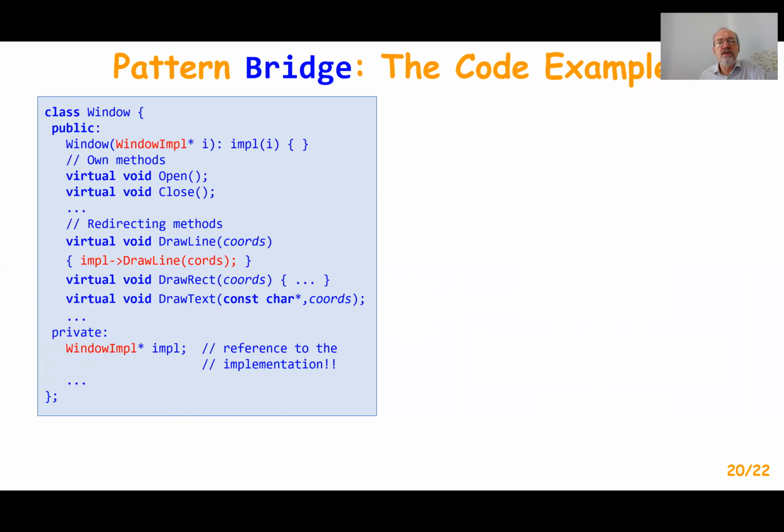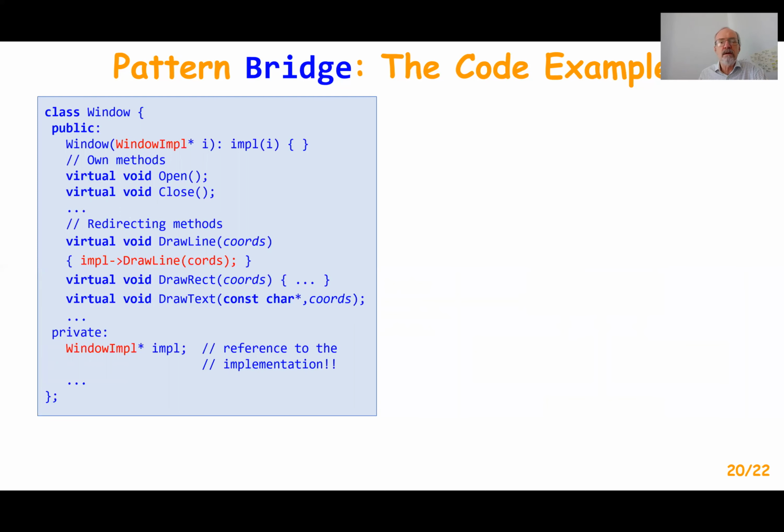that should be redirected to the implementation. Those are methods that depend on implementation. Methods like draw line, draw rectangle, draw text, etc. Again, there may be a lot of them. And look at the private field of that class. Reference to the implementation. The bridge I have mentioned on the previous slide. This is represented just as a pointer to some other class.